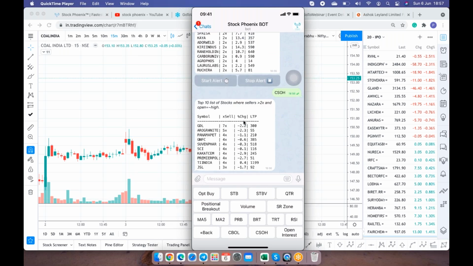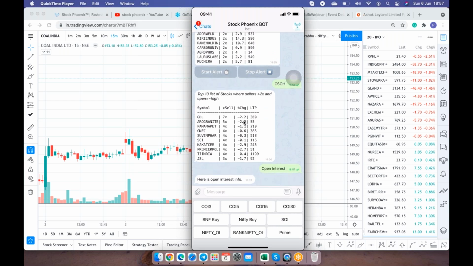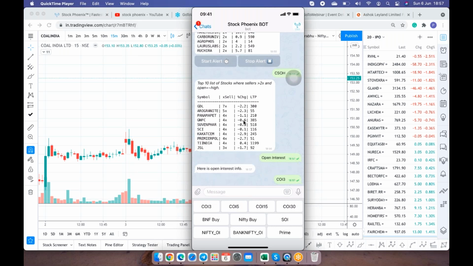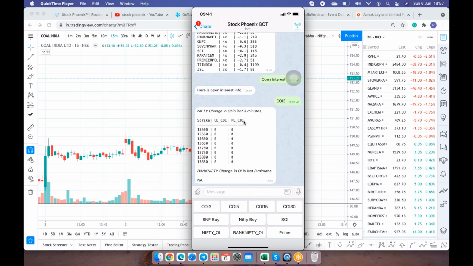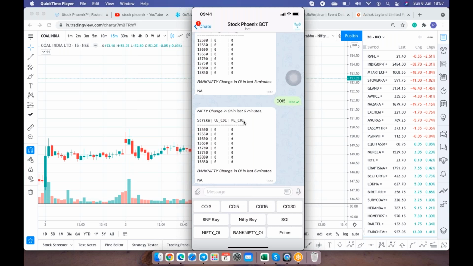Next is open interest. When you click on open interest, a completely new feature opens, with change in open interest for 3 minutes, 5 minutes, 15 minutes and 30 minutes. Data is not coming now because the market is closed. It will tell you what's happening in these counters, whether short covering or long buildup is happening. For people doing scalping in Nifty and Bank Nifty index, this is very useful.